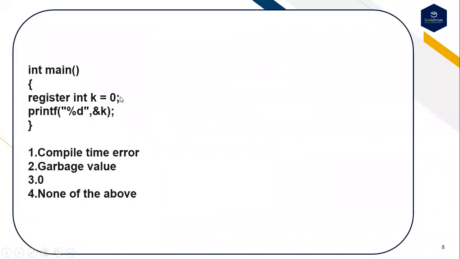This is the first question. int main() { register int k = 0; printf("%d", &k); } Predict the output of this code. These are the following options. First option is compile time error. Second option is garbage value. Third option is 0. And fourth option is none of the above. You can pause this video and predict the output of this code.